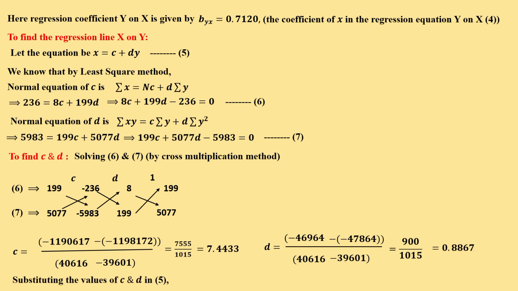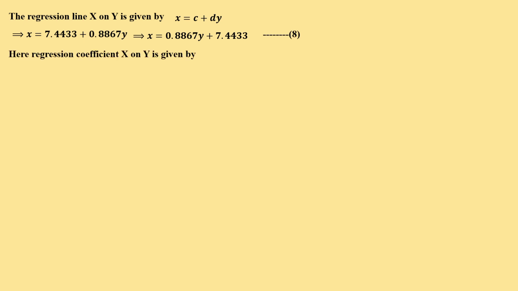Substitute the values in equation 5. So you will get regression line x on y. So x is equal to 7.4433 plus 0.8867y. So regression coefficient x on y, bxy, is the coefficient of y in equation 8, that is 0.8867.